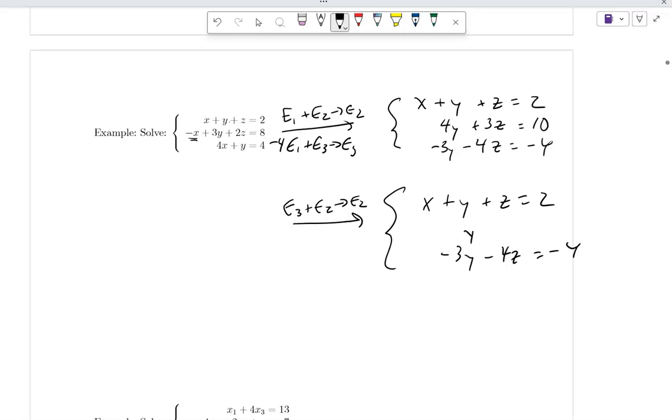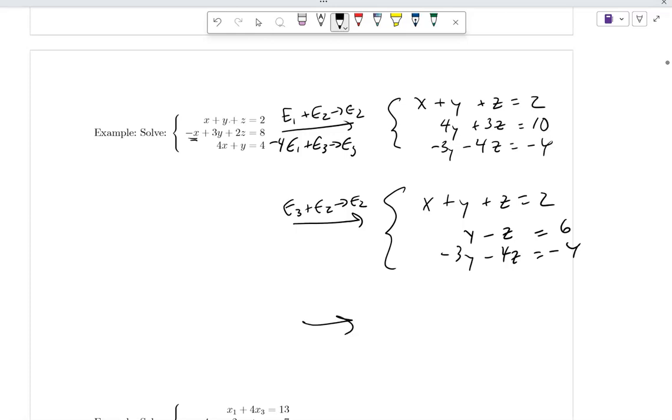Okay, so you get y minus z equals 6. We're adding up in this case, right? Everybody see that? Okay.